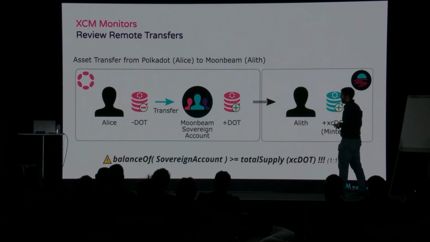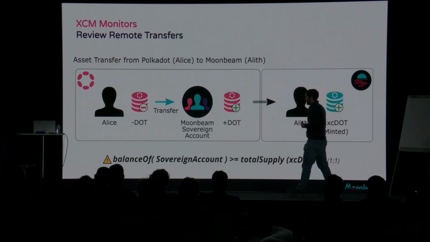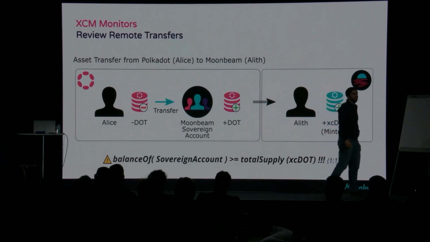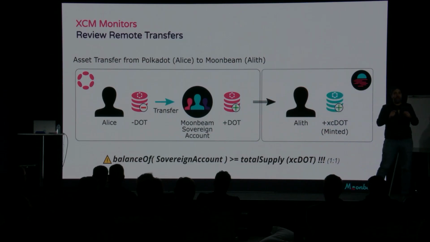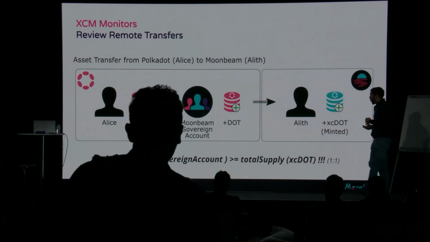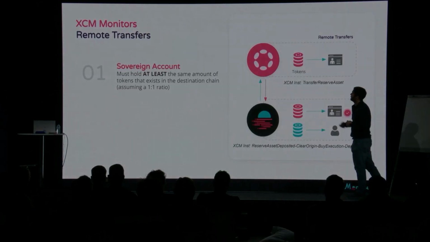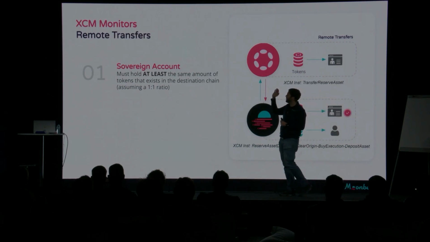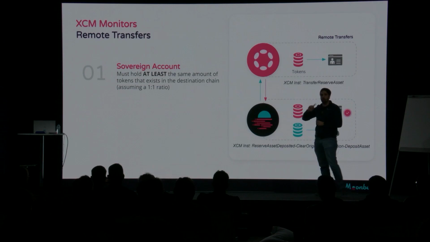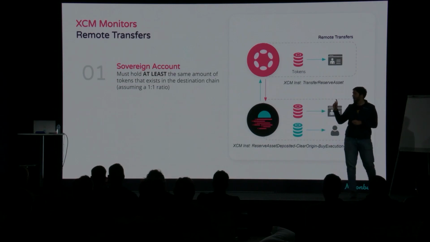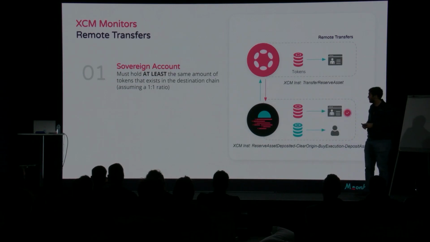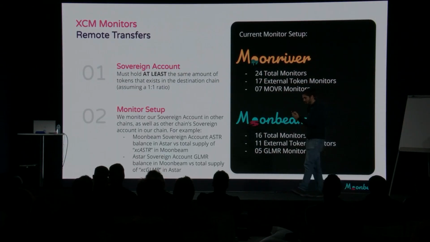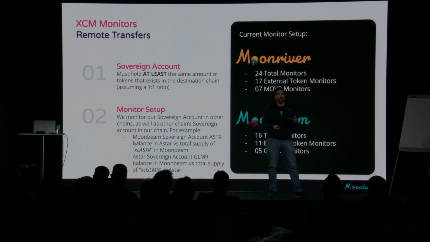So if you think about this, and we say that it's a 1-to-1 mapping, the balance of the sovereign account has to be equal to or greater than the total supply of XC-DOT. And that's a rule that cannot be broken ever. So we developed, boom, there you go, a monitor that basically says what I just said before: the sovereign account must hold at least the same amount of tokens that exist on the destination chain if there's a 1-to-1 ratio.